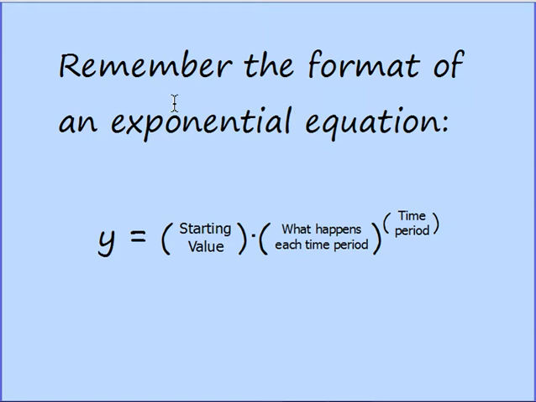Increasing our population by 2%. All kinds of things could be happening in our exponential function. And then to the x power, which is our time period, or more specifically, how many time periods have passed.